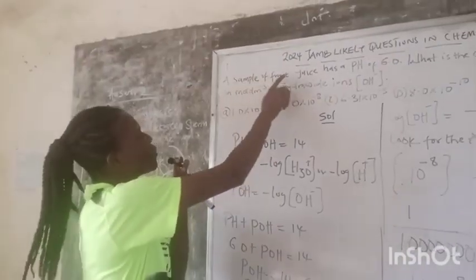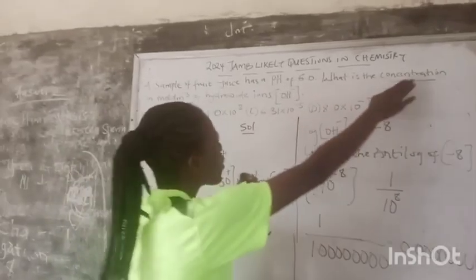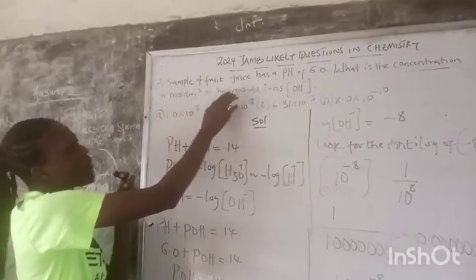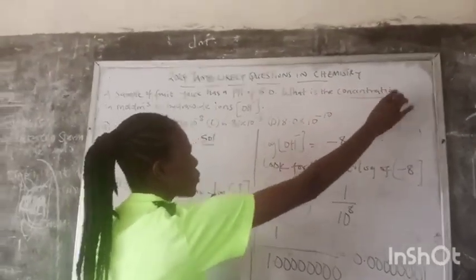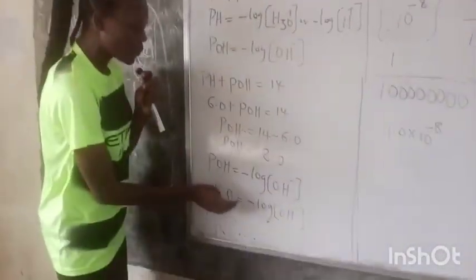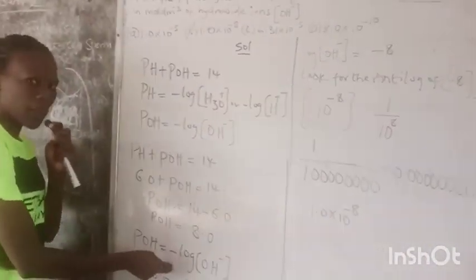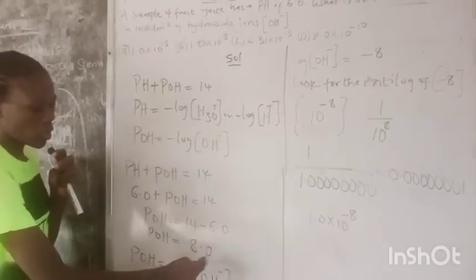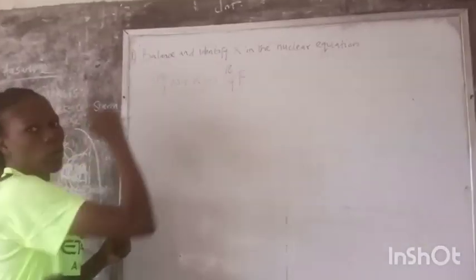He said a sample of fruit juice has a pH of 6.0. What is the concentration in mole per dm cube of hydroxide ion? So we are looking for the concentration. This is the main question. So when you get your pOH, you now get the concentration itself. That's what we did there using this formula. Then we say pOH is equal to minus log of the concentration of hydroxide ion.